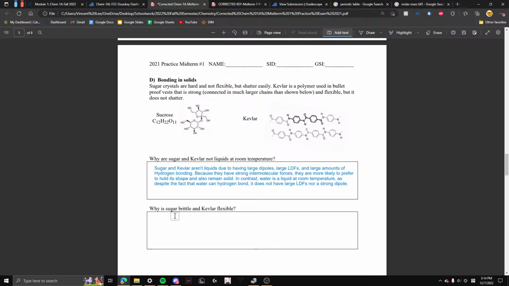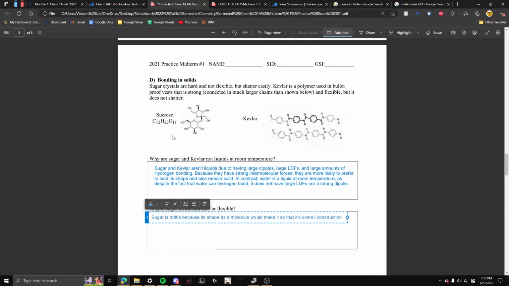Yeah. And why is sugar brittle and Kevlar flexible? This is definitely a 1AL concept. So sugar is brittle because its shape as a molecule would make its overall construction more like Legos, where you're putting a bunch of Legos together, so it would break apart, right? So it'd be brittle because these aren't long and bendable like Kevlar, because Kevlar is a really long chain.